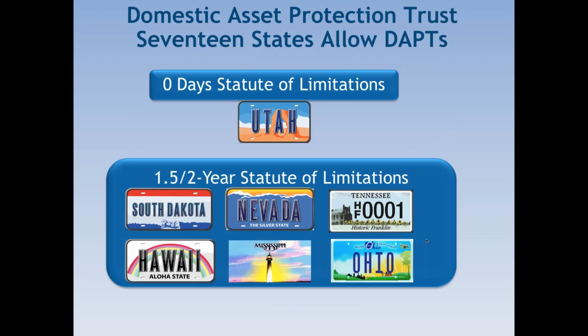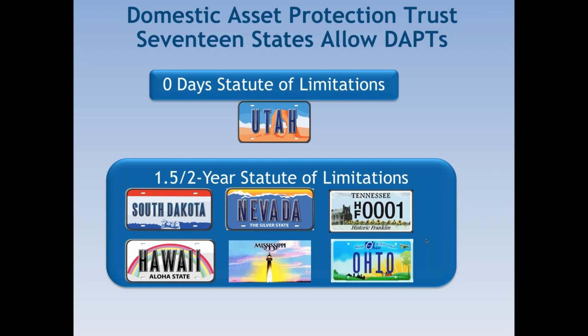For domestic asset protection trusts, we're going to talk about some of the different states here. There are 17 states that allow domestic asset protection trusts. Utah, in my opinion, is the very best of all these states, because you can see on the slide there's a 0 days statute of limitations for future creditors. You see down below Utah, there's a 1.5 to 2 year statute of limitations.